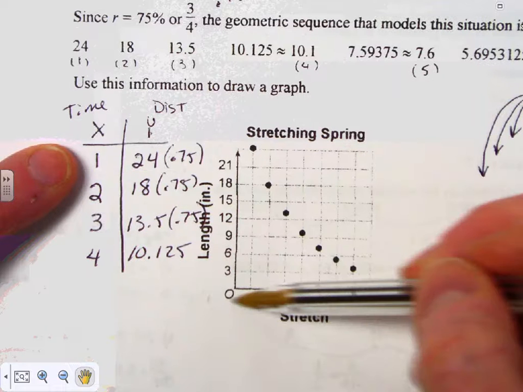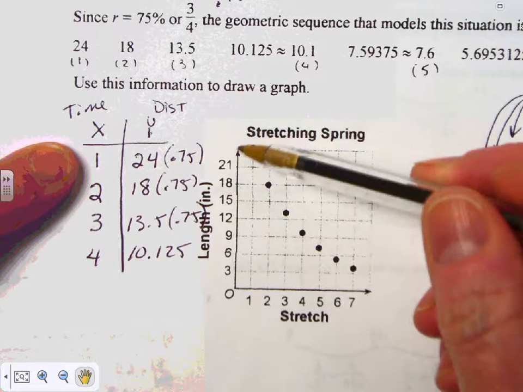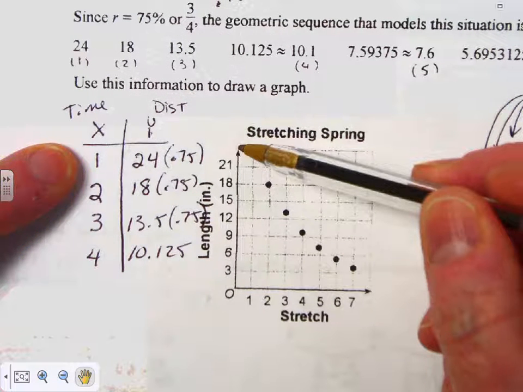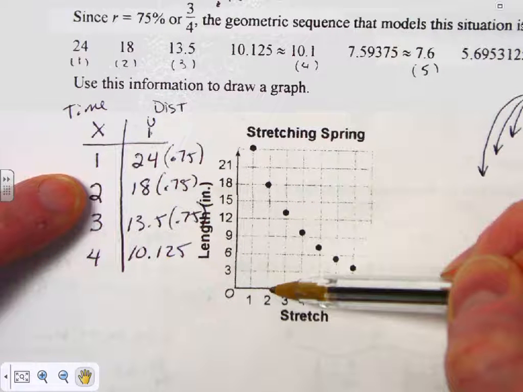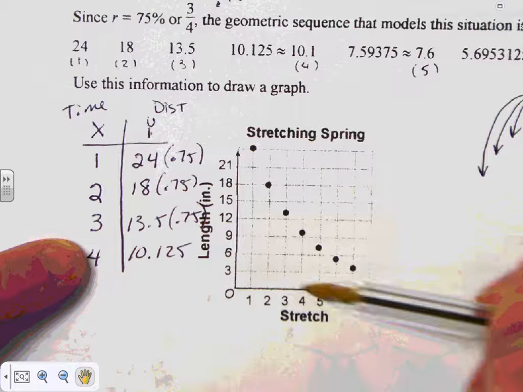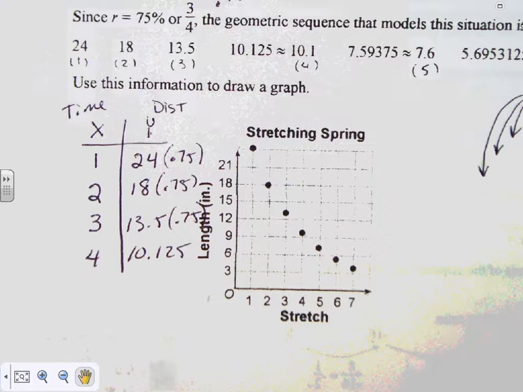The X goes across the bottom, and then the Y is going to go up the side. So at 1, I go up to 24. At 2, I go to 18. At 3, I go to 13. At 4, I go to a little bit more than 10. It's pretty easy. Your story problem is virtually the same idea.